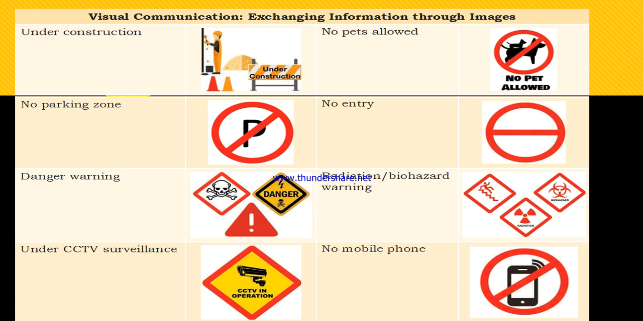See some examples. Even your traffic signals or these signboards on the roads show that some zones are under construction. Here pets are not allowed. This is no entry. This is radiation or hazardous. So your warning is given. Danger warning, CCTV surveillance, mobile phones. All these signs will be put up on the roads or any places or any buildings, which shows you visually that it communicates visually and shows that this is a happening state.